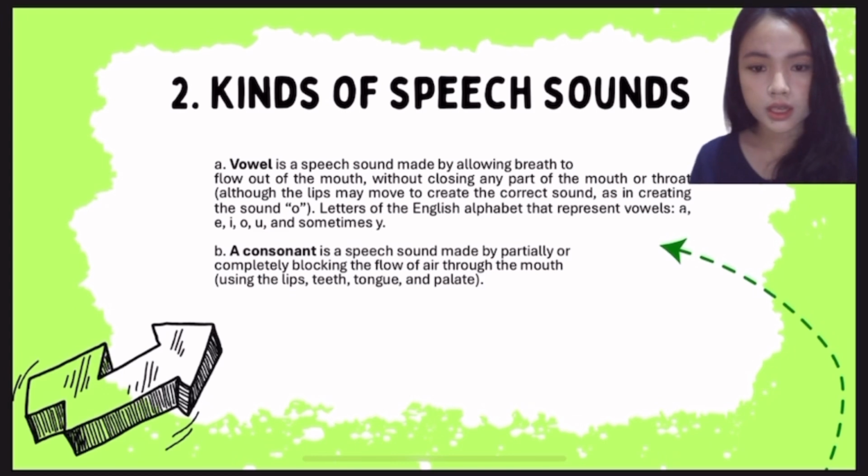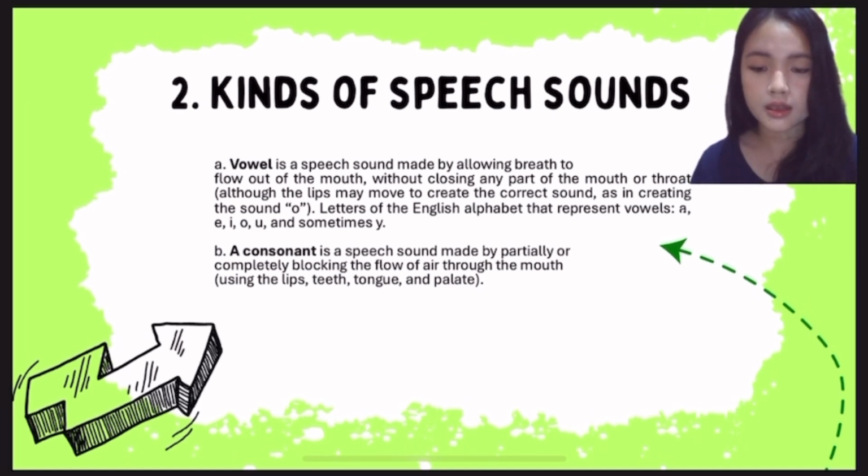Now we are moving on to the next slide. I'm going to explain about the kinds of speech sounds, and we may start with the vowel first. So, a vowel is a speech sound made by allowing breath to flow out of the mouth without closing any part of the mouth or throat, although the lips may move to create the correct sound, as in creating the sound O. Letters of the English alphabet that represent vowels are A, E, I, O, and U, and sometimes Y.